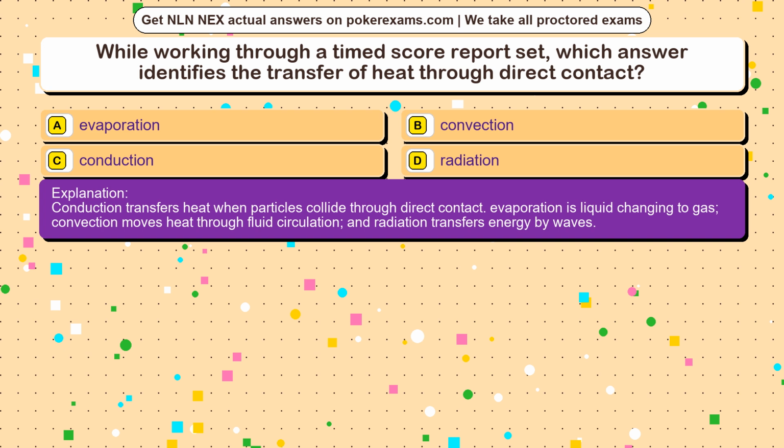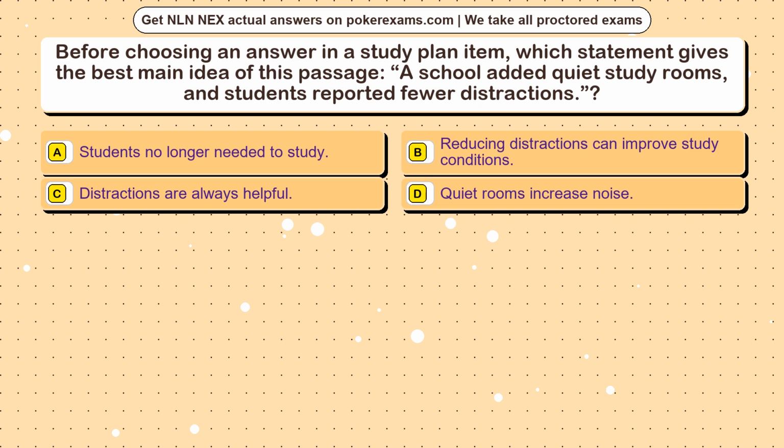Question 9. Before choosing an answer in a study plan item, which statement gives the best main idea of this passage? A school added quiet study rooms, and students reported fewer distractions. Option A, students no longer needed to study. Option B, reducing distractions can improve study conditions. Option C, distractions are always helpful. Option D, quiet rooms increase noise.